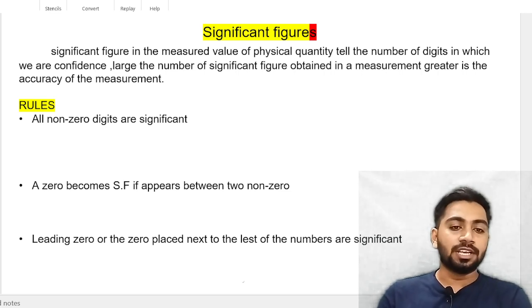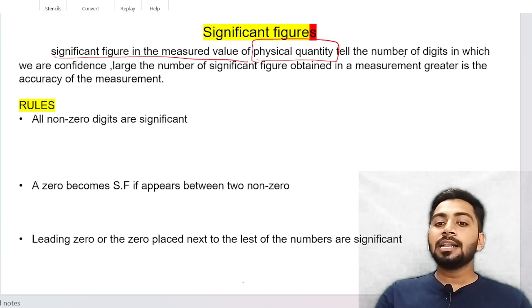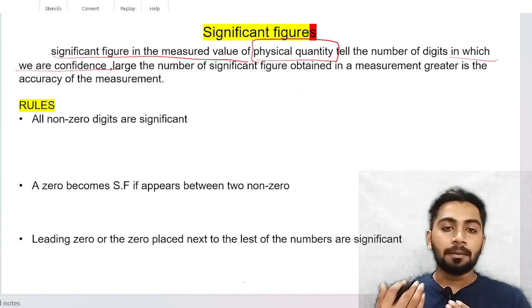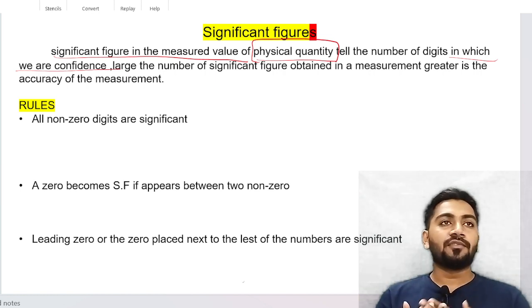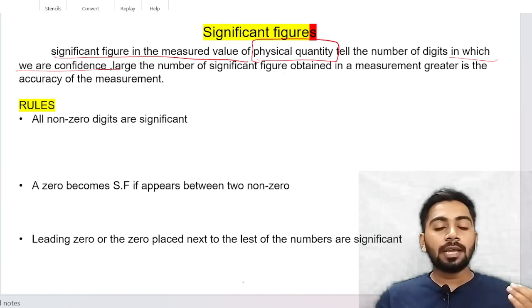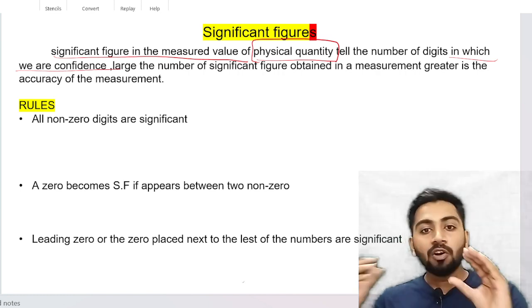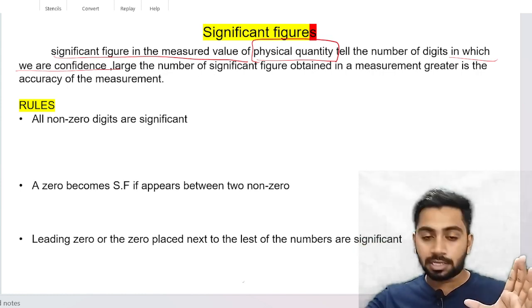Let us see the first definition. Significant figures, in a measurement of the value of physical quantities, tell the number of digits in which we are confident. Very simple. We have a number. Suppose let us take from your home to our school. It is 5 kilometers. You are telling it is 5,000 meters, or you are telling 4,899 meters.